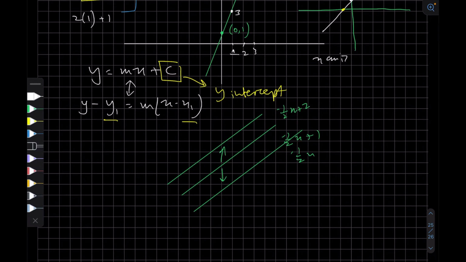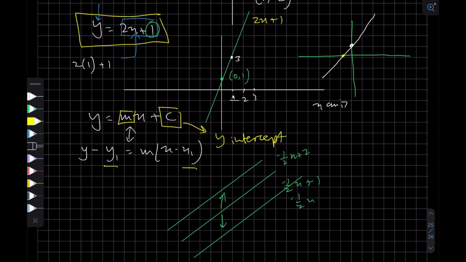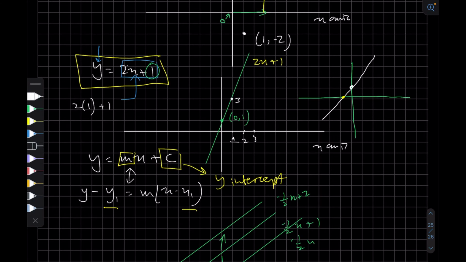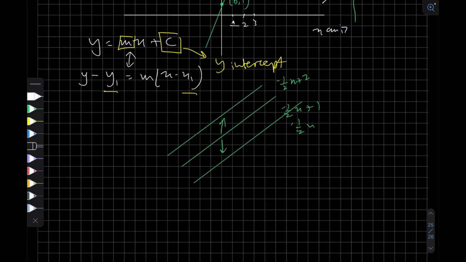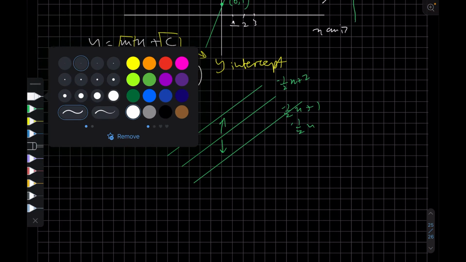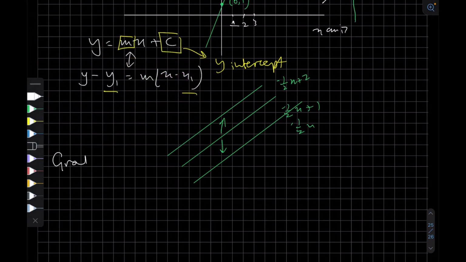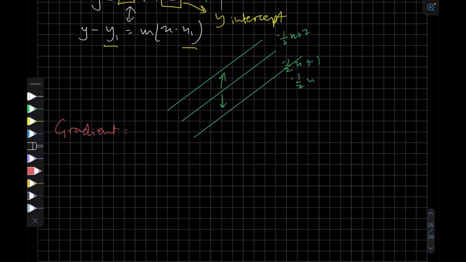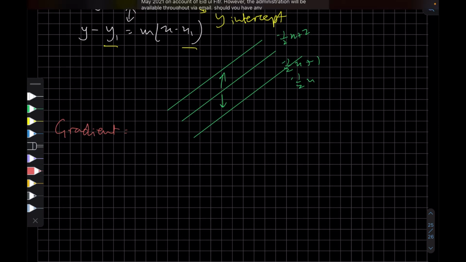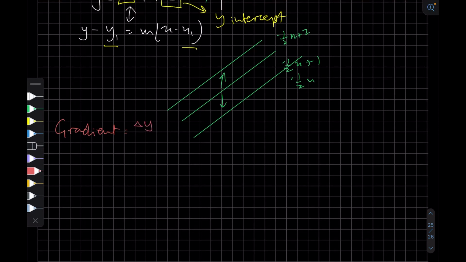Now let's talk about this m over here, the mx in mx plus c, which here was 2. So this is something that is called the gradient. It's called the gradient, and what it really is, it determines the slope of the line, how steep or flat it is. And you can find the gradient by saying the change in y over change in x, right?